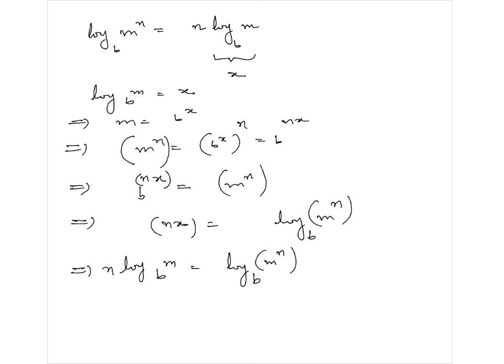Proof. Consider the RHS. Log m to the base b. Let's take it as x. So from the definition of log, m will be b to the power x. We want m to the power n, so raising both sides to the power n. B to the power x whole to the power n, b to the power nx.